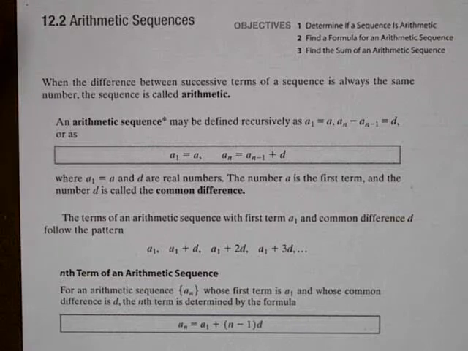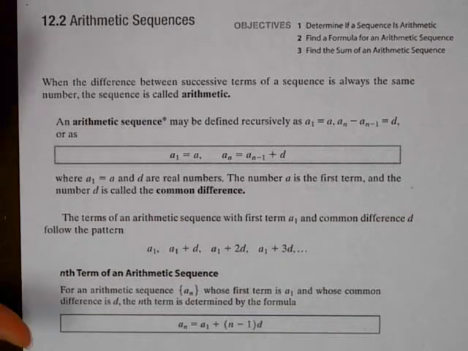Hey guys, welcome to section 12.2 on arithmetic sequences. Today we're going to determine if a sequence is arithmetic, find a formula for it, and then find the sum of it. So first of all, what does it mean for a sequence to be arithmetic?